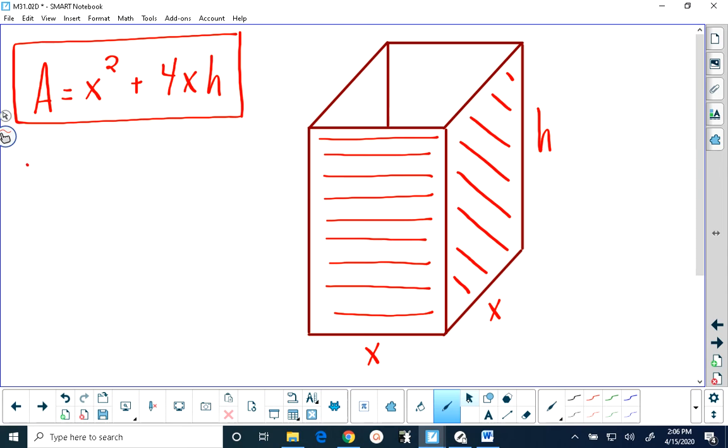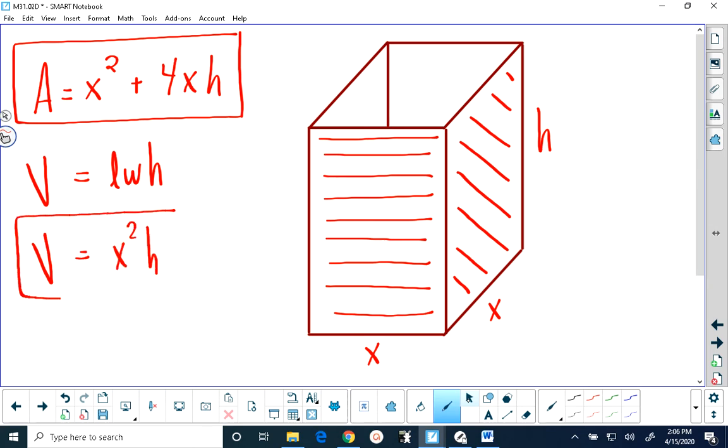In order for us to define the volume, well, that's pretty easy. Volume is length times width times height for a rectangular prism. So we get volume equals x times x times h. And this is the formula that we would use in order to determine volume.